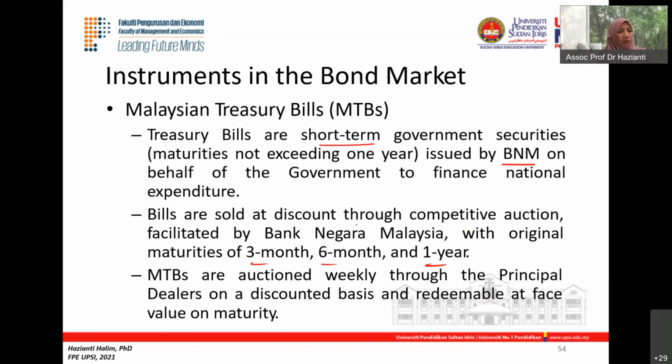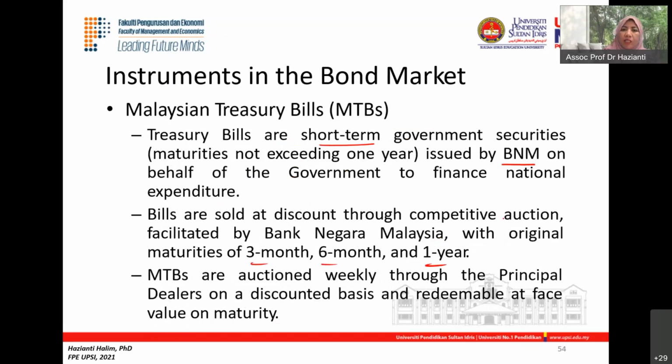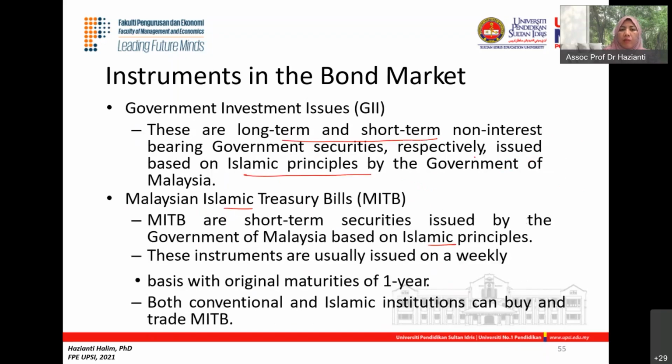So these are 2 examples issued by the government. As I said earlier, the bond market is normally dominated by issues from the government. We have MGS, MTB, and government investment issues, both long term and short term, which are non-interest bearing government securities issued based on Islamic principles by the government of Malaysia. Just like MTB, there is also MITB, Malaysian Islamic Treasury Bills, which are short term, based on Islamic principles. So the earlier ones are conventional, because we have another one, MITB.